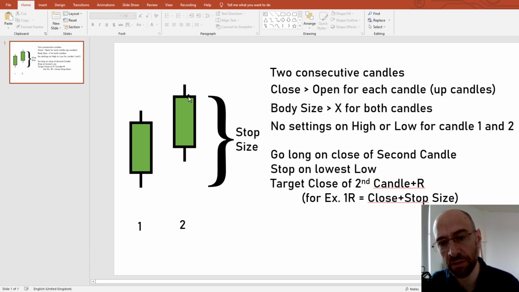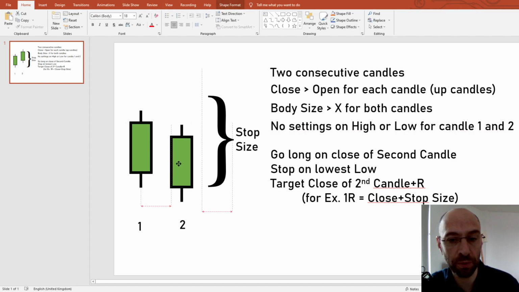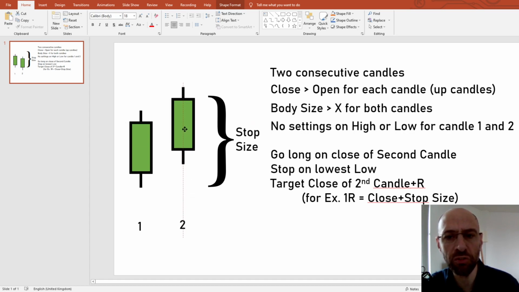In this particular study that I'm going to show you, I use daily candles. So on the close of the day, you go long and you put the stop on the lowest low. So obviously if it's this setup, the lowest low is this one, so you'll have the stop here. If it was to be like this, this would be the stop. So whichever of the candles has the lowest low, that will be your stop.